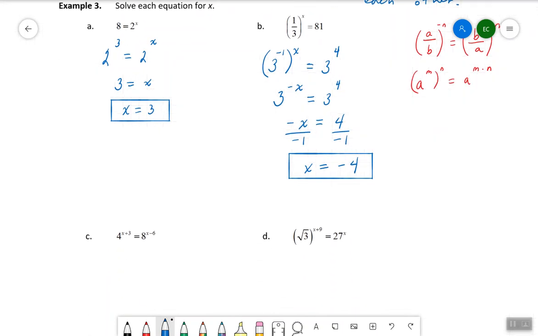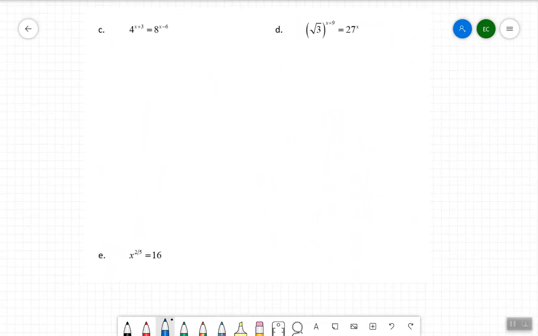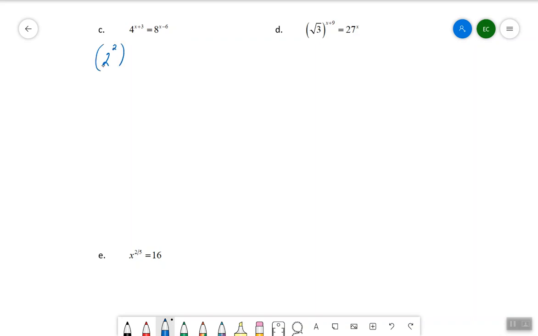Okay, let's do a couple more. So here in part C, we have 4 raised to the x plus 3 is equal to 8 raised to the x minus 6. You might want to pause the video if you think you have an idea for that common base. 4 and 8 can both be written with a base of 2. On the left side, we can write 4 as 2 squared raised to the x plus 3. And on the right side, 8 is the same as 2 cubed, and that's raised to the x minus 6.